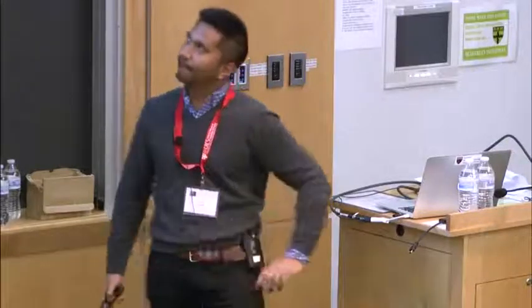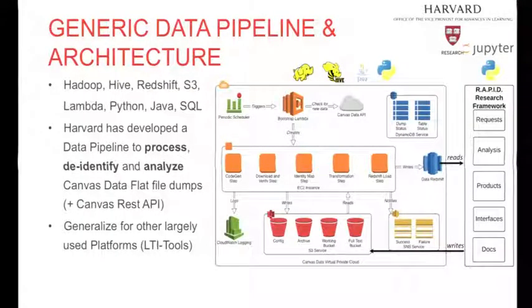And so we have here the generic data pipeline. What we've done is taken the cloud approach. We heavily use Amazon, but we've also built our own in-house software to deal with a lot of the requirements for our system. A lot of the technologies we use are Hadoop, Hive, Redshift, S3. But we basically built this on top of an infrastructure that allows the ability to process, de-identify, and analyze the Canvas data and all the other data sources that we use, namely the video management platform systems.